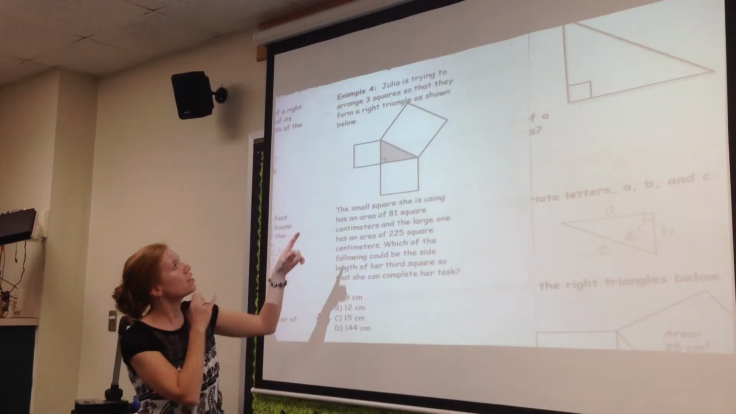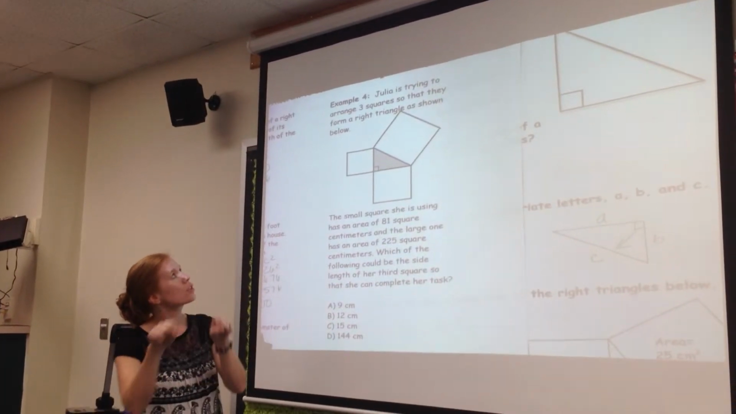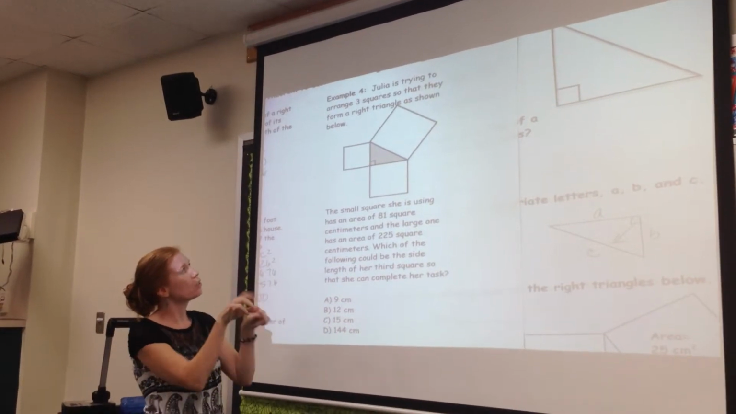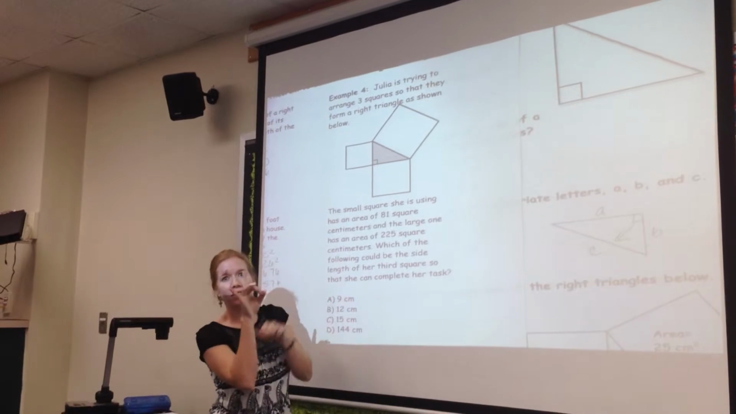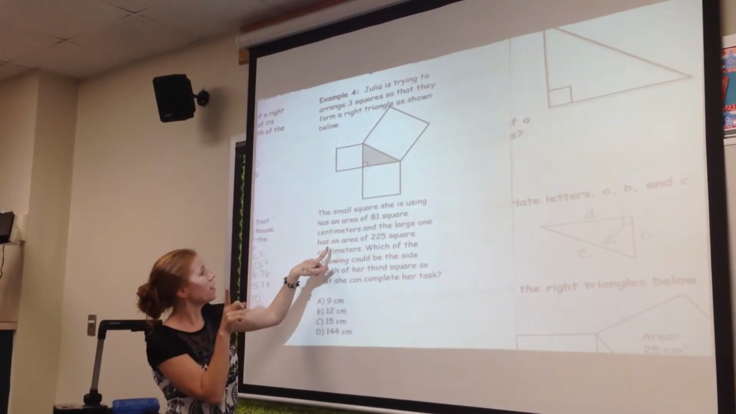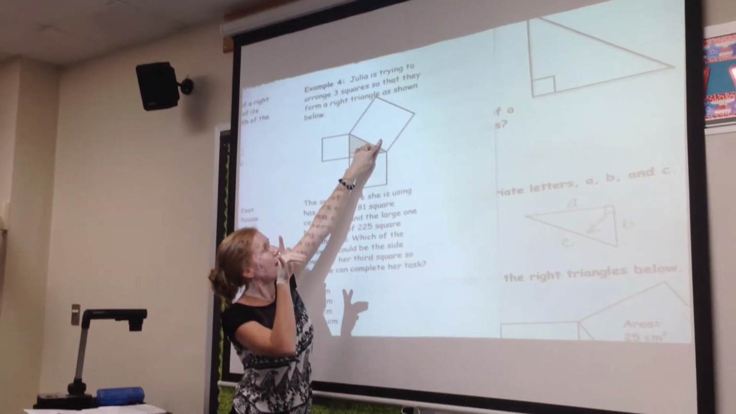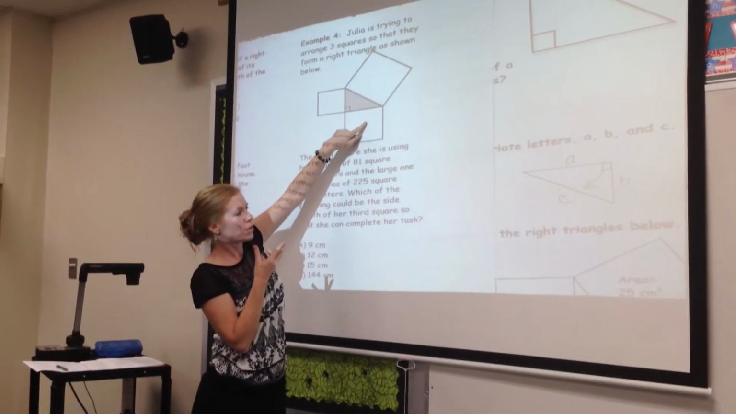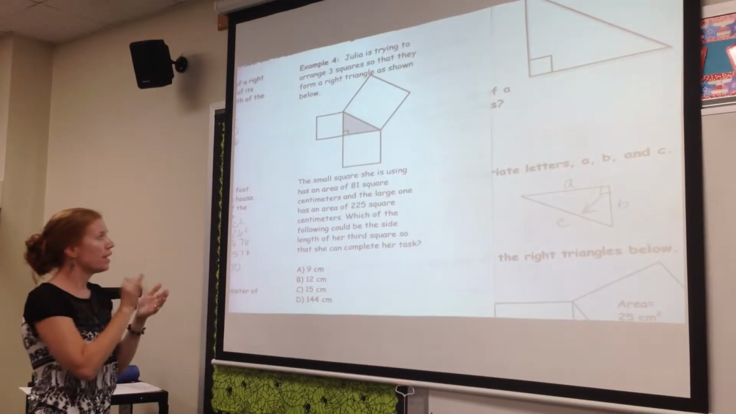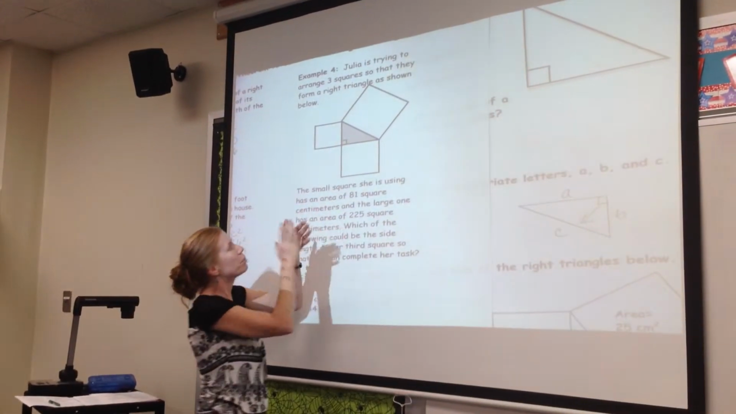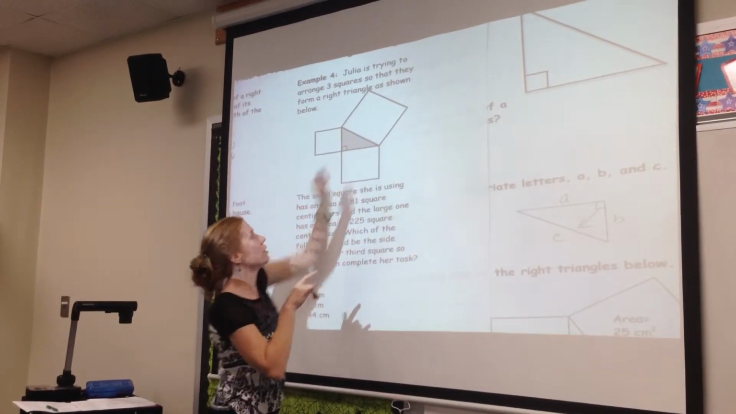Okay, the next one says Julia is trying to arrange 3 squares so that they make a right triangle like shown. The small square has an area of 81. Okay, the large square has an area of 225. How much is this one? Okay, how much is that side? So I'm going to put down that information inside. I'm going to put down 81 here and 225 here.